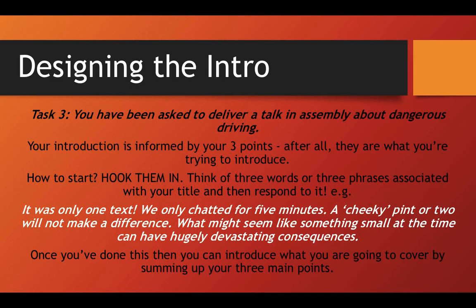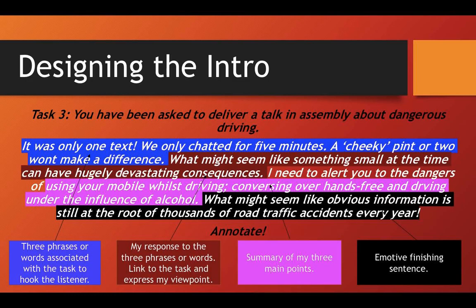Now, once you've done this, you can introduce what you're going to cover by summing up the 3 main points that you did in your previous lesson. So here it is. The 3 points that I'm going to cover are using your mobile phone whilst driving. So I'm looking at the dangers of using your mobile phone, conversing over hands-free, and driving under the influence of alcohol. Oh, you notice I've done a spelling mistake there. It should be D-R-I-V-I-N-G, not without the I. Okay, and I've tried to colour code it for you as well to be able to see.